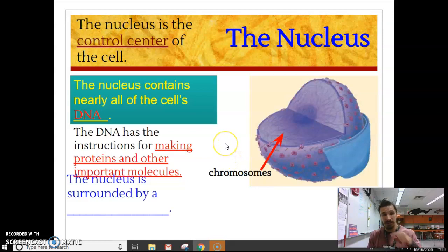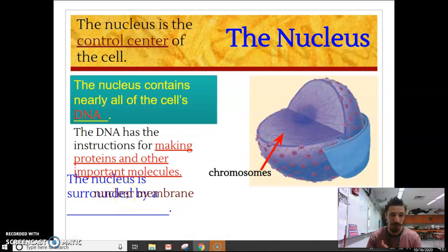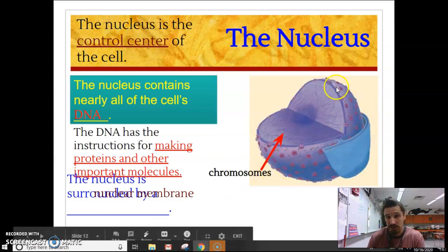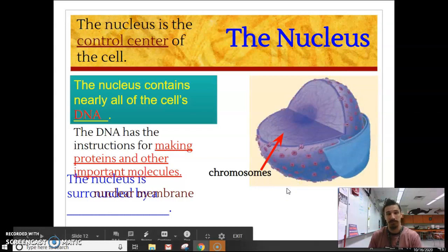And the nucleus is surrounded by a nuclear membrane is what that says. Sorry folks, going from PowerPoint to Google Slides is not the most friendly. So this nuclear membrane is what we see here. Okay, this right here, the outside of our nucleus, that is the nuclear membrane. A protective barrier, if you will.